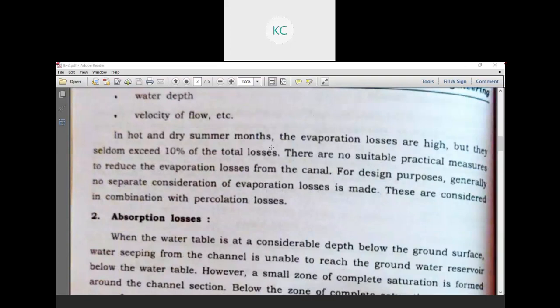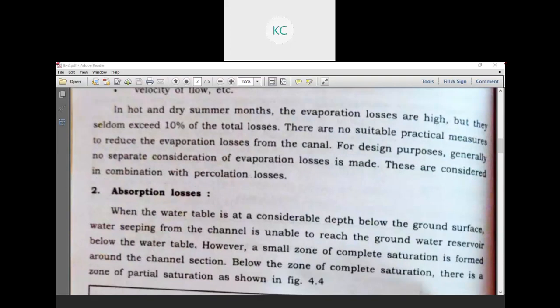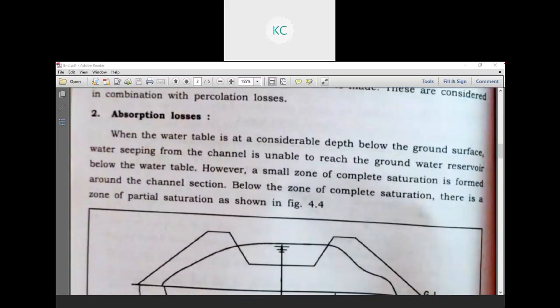There are no suitable practical measures to reduce the evaporation losses from the canal. For designing purposes, generally no separate consideration of evaporation losses is made. These are considered in combination with the percolation losses. Now, second is absorption loss.